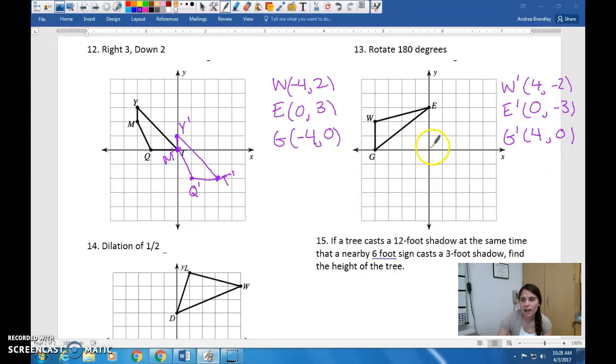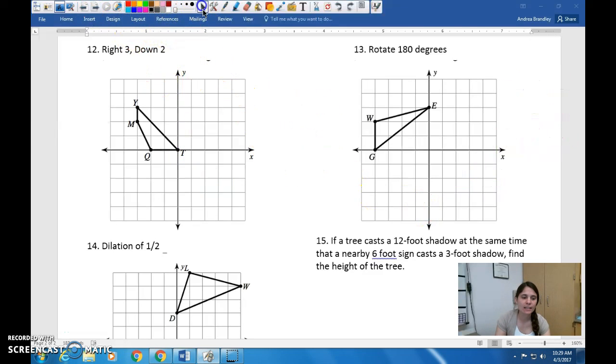I'm going to go ahead and graph that. So I have 4 and -2. So this is W prime. And then I have 0, -3 is E prime. And then I have 4, 0, which is G prime. And if I go ahead and connect these points, I have a triangle that's been rotated 180 degrees.